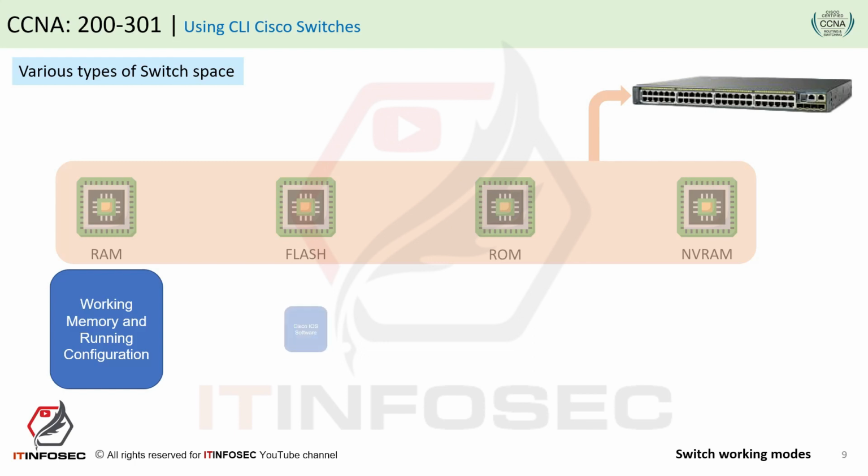Another item is flash memory. This contains the Cisco IOS software. This is the main software that your switch uses for startup and working, such as the Windows operating system, Linux operating system, or Mac operating system that starts the computer up and operates it.